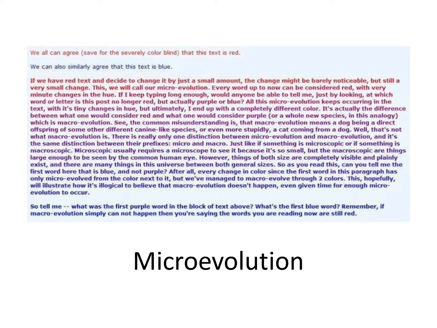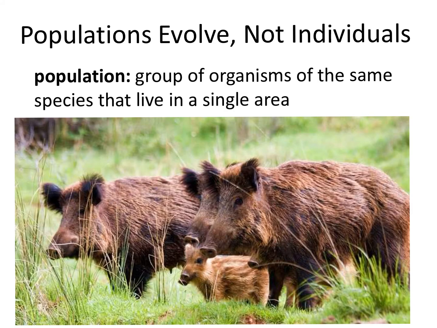So the changes that would lead from, say, this letter to this letter, rather than from the beginning of the passage to the end. So microevolution focuses on changes that happen over a smaller period of time. In any type of evolution, microevolution included, it's populations that evolve, not individuals. A population, you may recall, is a group of organisms of the same species that live in a single area, such as this picture of a population of wild boars.